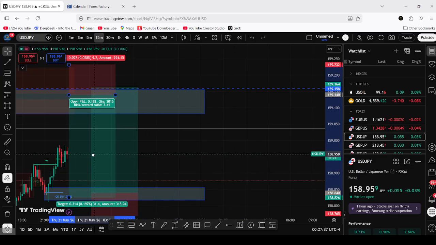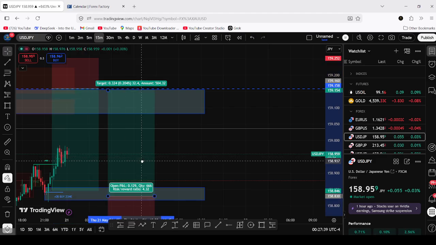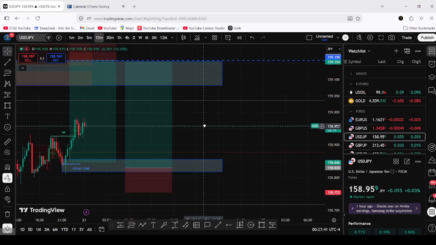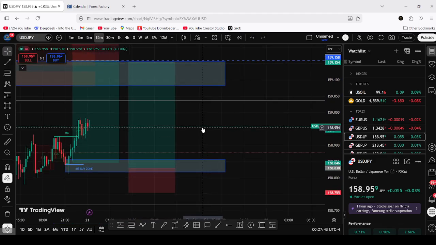So this zone is a sell zone, while this zone is a buy zone. So whichever side the market will go first will give you an opportunity. So your work is to wait for the opportunity to be reached and be activated.